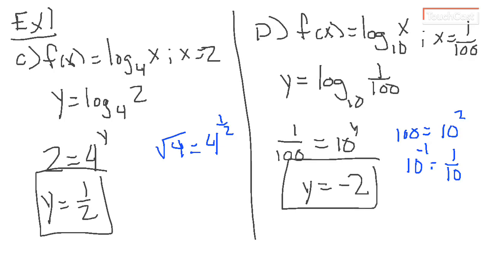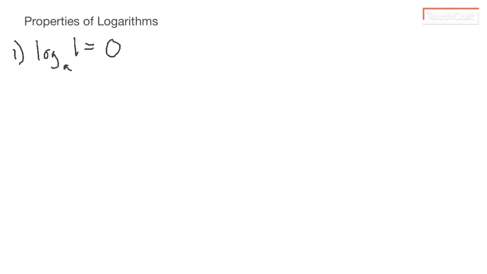Alright, I have some properties I want to give you. So some properties of logarithms. The first property pretty much says if I have the log base a, so the log of any base of 1, it's always going to equal 0. And that is because a to the power of 0 is equal to 1.